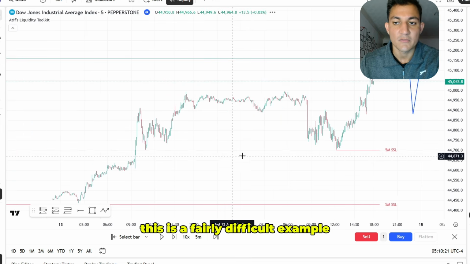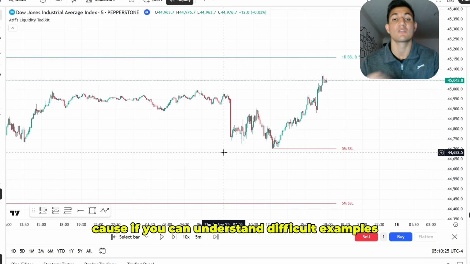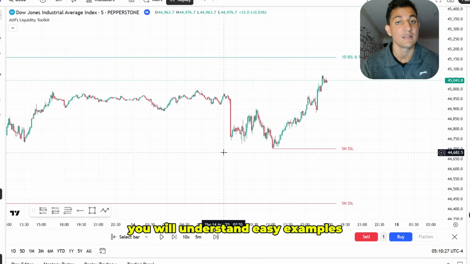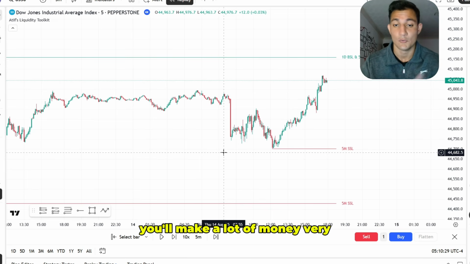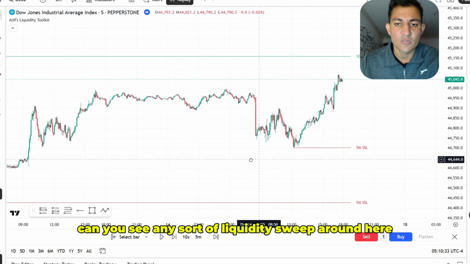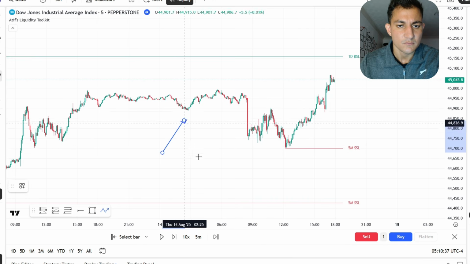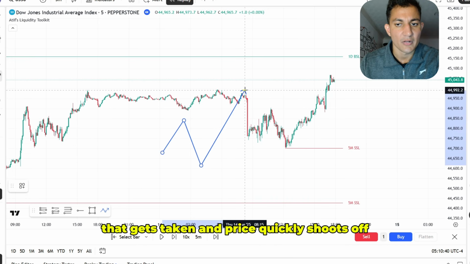Now, this is a fairly difficult example. Let me just remove this. I always like to give you difficult examples, because if you can understand difficult examples, you will understand easy examples. And when easy examples come, you'll make a lot of money very, very quickly. So here we are in price action. Can you see any sort of liquidity sweep around here? Can you see any sort of low that gets taken and price quickly shoots off?